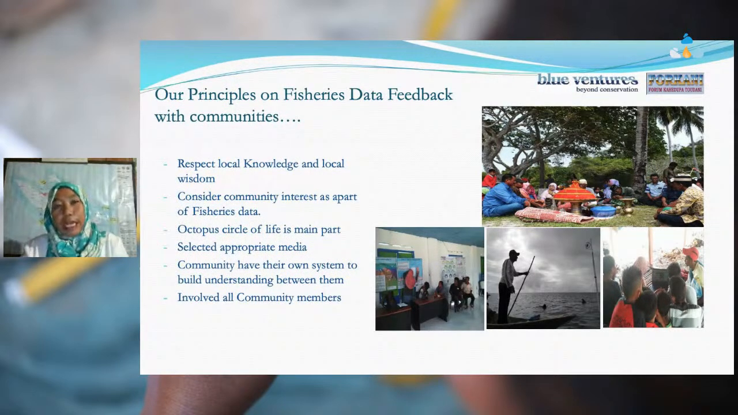Respect their knowledge, and increase their need. It's important for them to be a part of our fisheries data, because the community knows what they have. And the life cycle of the octopus, every time we go, we need to share it, because the life cycle of the octopus helps the community understand how long they need to close an area.